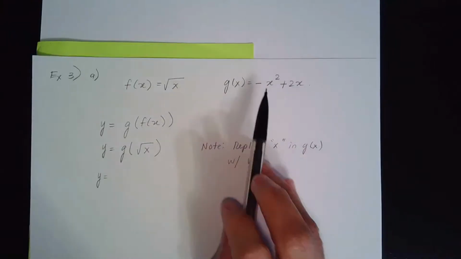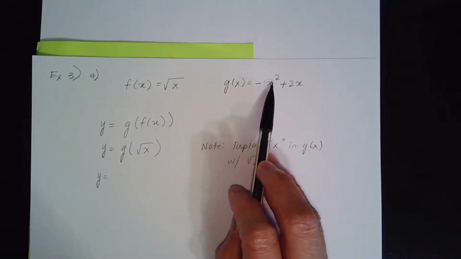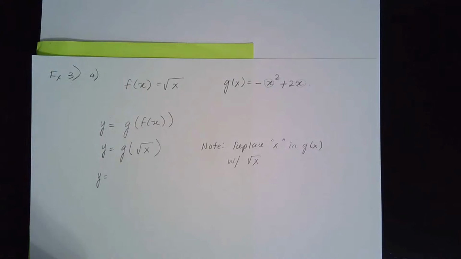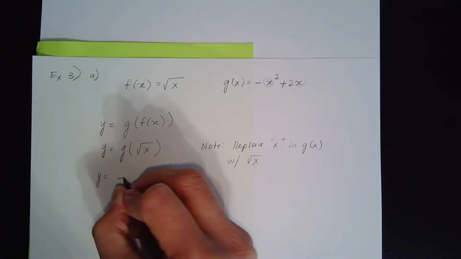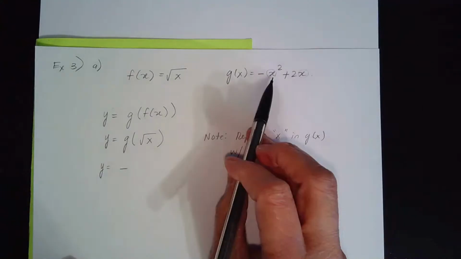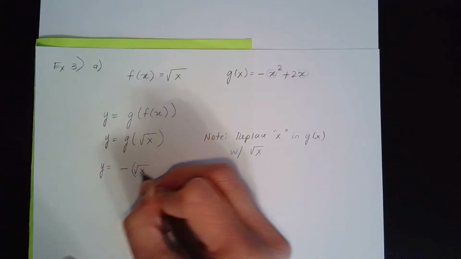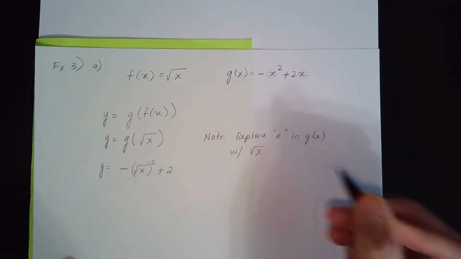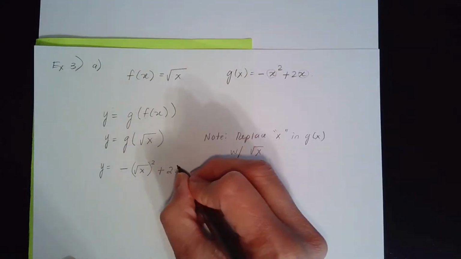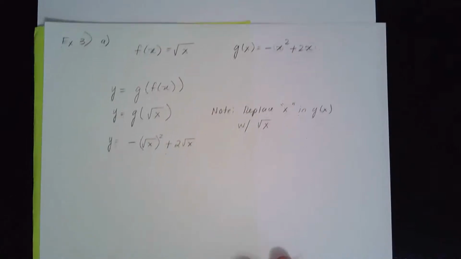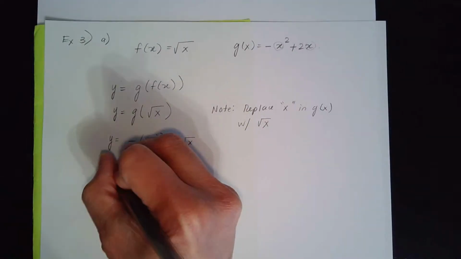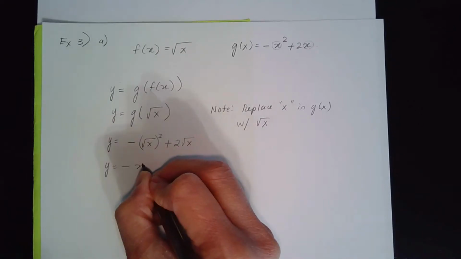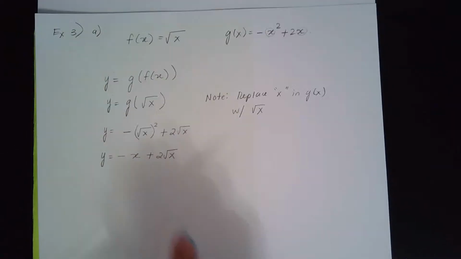Wherever I see x, I'm going to replace those x with square root of x. So it's going to be negative, I see the x, so I'm going to replace it with the square root of x, and then I see a square right there, plus 2 times root of x again. I guess we can clean that up. So we can say negative square root of x squared, well, that just gives us negative x plus 2 root of x.